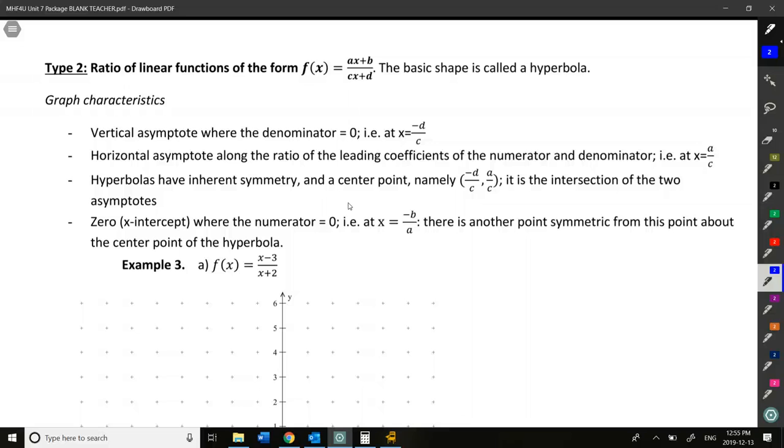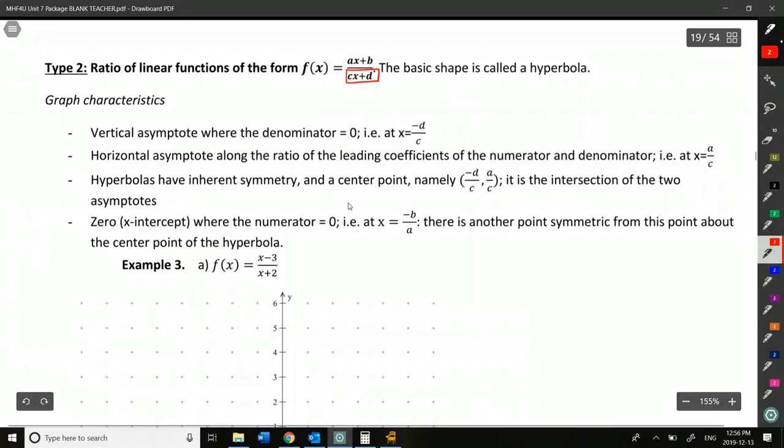And there's some quick little pieces of information that we can get from our functions. The vertical asymptote of the function comes from the 0 of the denominator. The horizontal asymptote is the ratio of the coefficients of the x's. This is where we're going to get our vertical asymptote from.